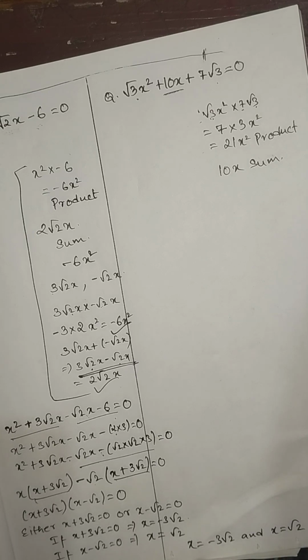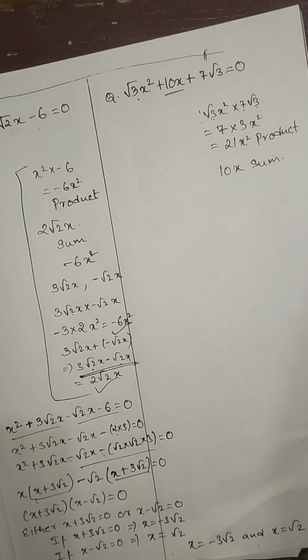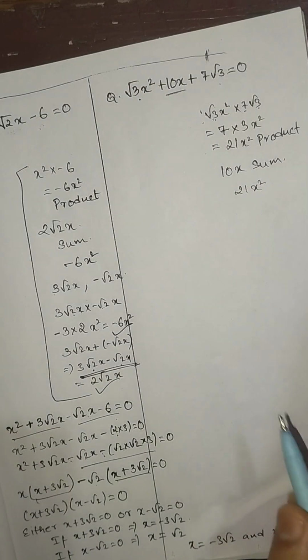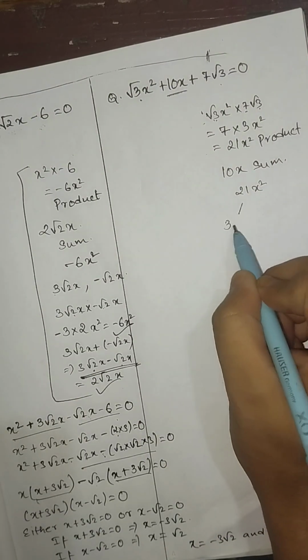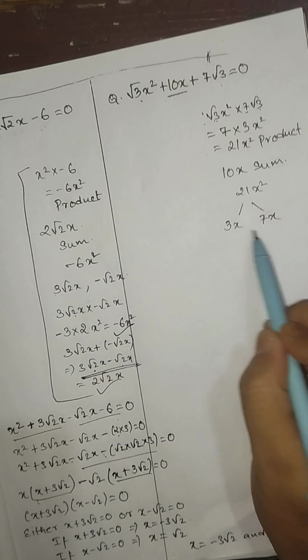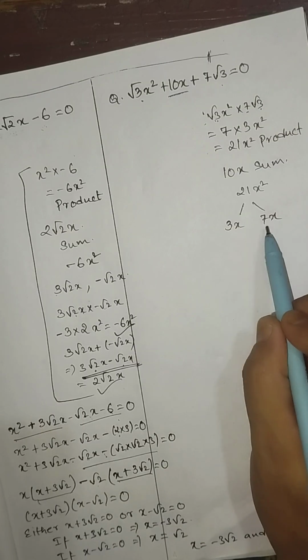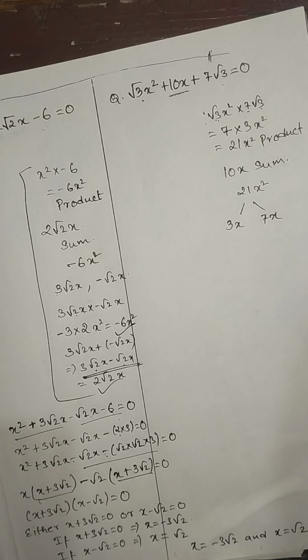Okay, so you think, I'll give you 3 seconds for that. 1, 2, 3. Absolutely, I think you got the answer. So we have to find two such numbers whose product is 21x square and whose sum is 10x, and the numbers are 3x and 7x. Very good, because if we add 3x and 7x, we are going to get 10x, and if we multiply 3x and 7x, we are going to get 21x square. Okay? Alright, so let's go for it now.